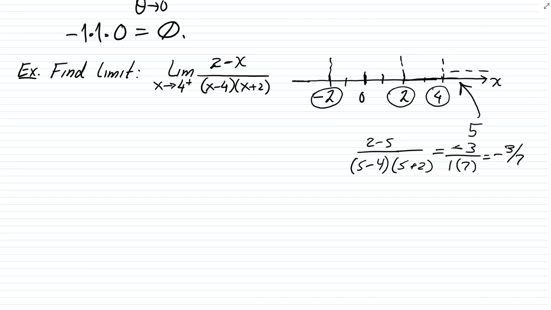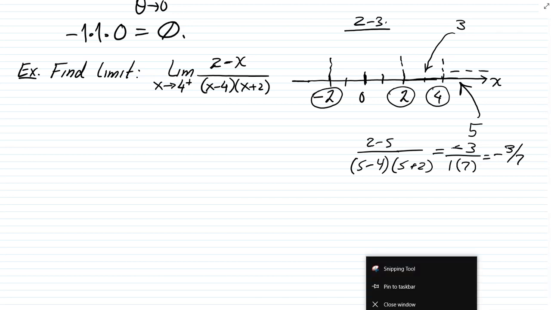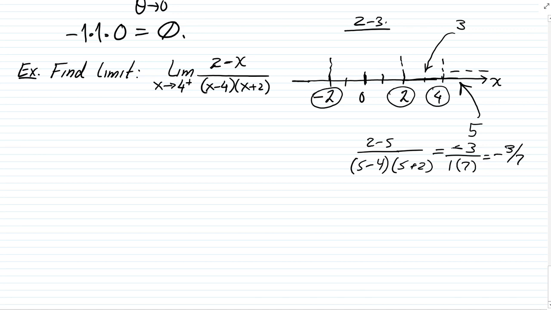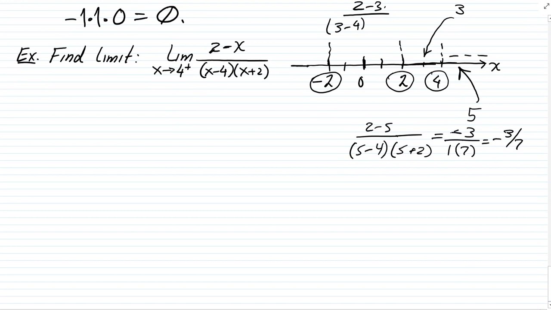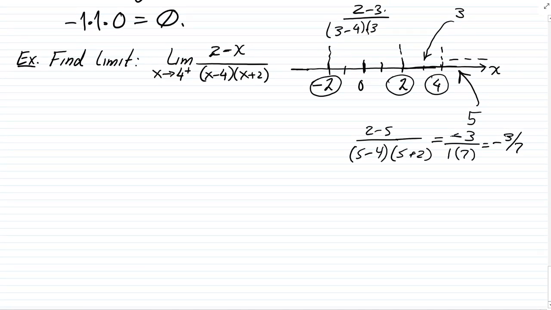Okay, now I'm going to pick a test point between 2 and 4. Let's say I'm going to pick 3. So the numerator is 2 minus 3, right? Negative 1. The denominator, oh I'm sorry, 3 minus 4, I better write it. 3 minus 4, and then 3 plus 2. Okay. Now 2 minus 3 is negative 1. The denominator is 5 times negative 1, which is negative 5. So the ratio is positive. And we get positive here.